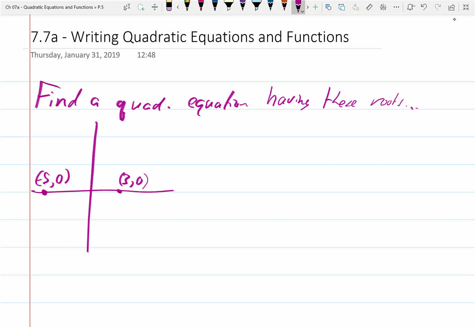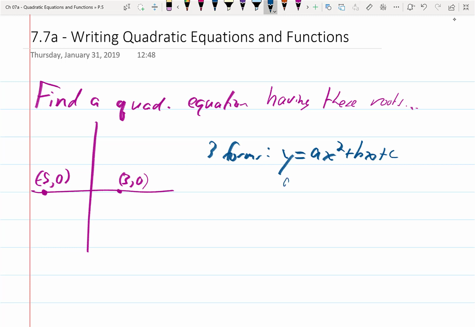And I'm going to ask you guys to find a quadratic equation having these roots. The first thing I want you to know is I'm just asking for a quadratic equation. So the form of this equation, there are three possible forms that this could look like. One of them is this, y equals ax squared plus bx plus c. Do you remember what that form was called?